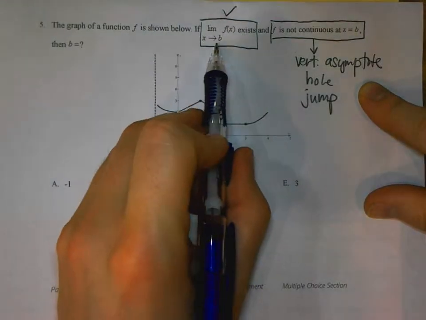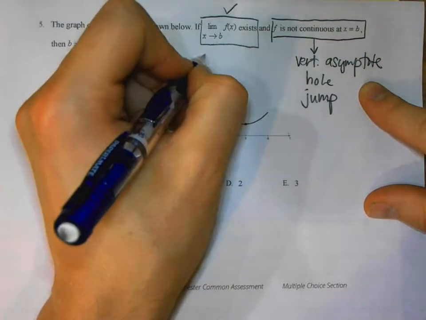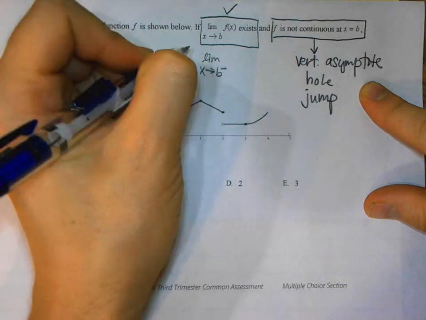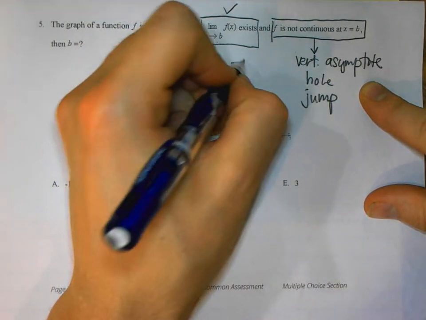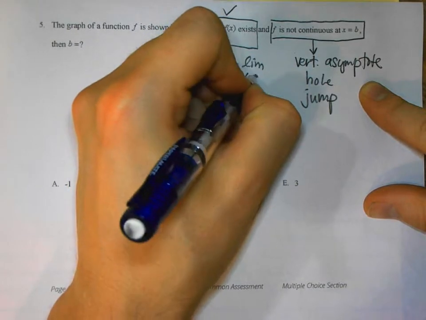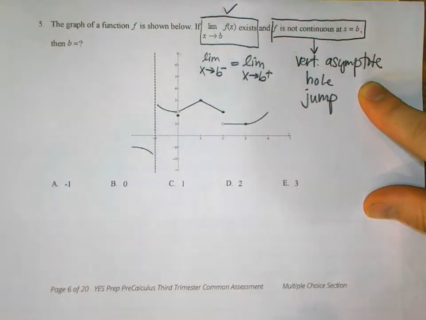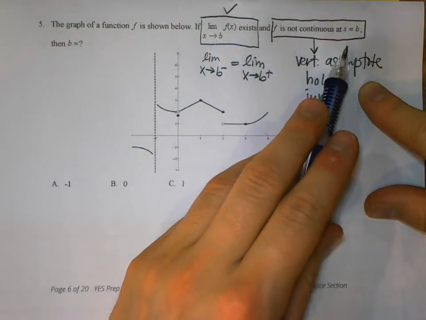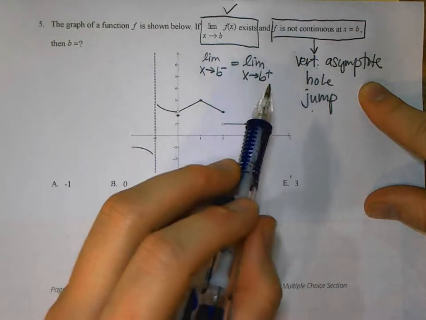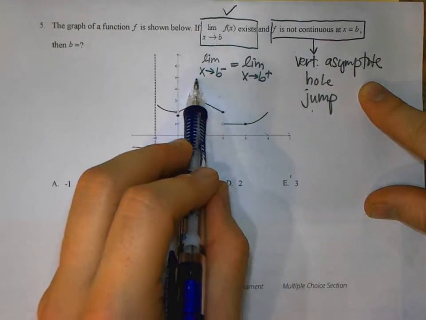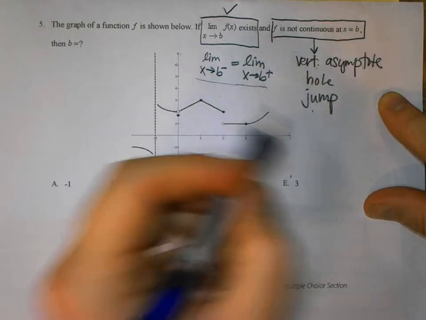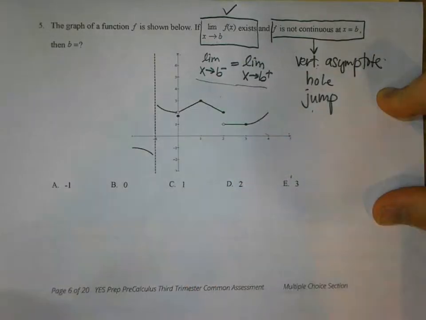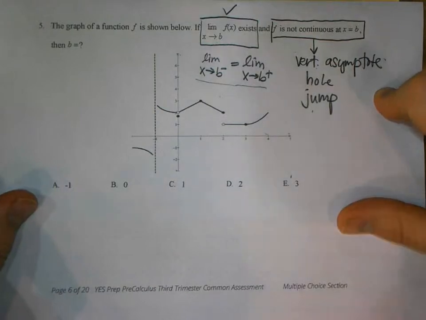So we are looking for a limit existing, which means the limit as x approaches b from the negative direction, from the left, must equal the limit as x approaches b from the right. So the limit must exist, but actually when we get to the b, one of these things is not continuous. And before we get there, if this is going to be true, I already know that a vertical asymptote probably is not the case, but let's just see what's going on first.